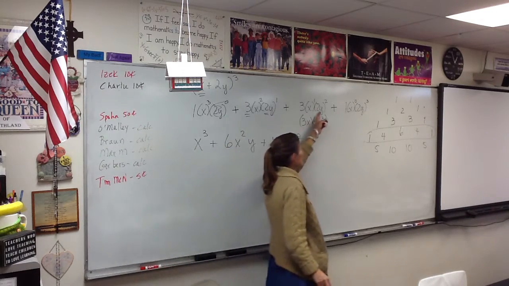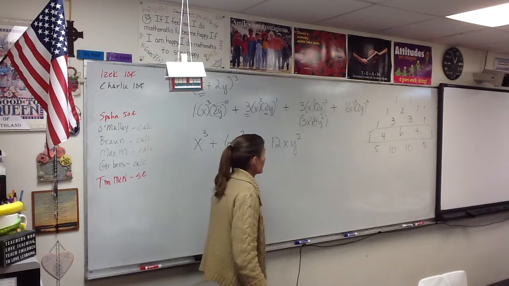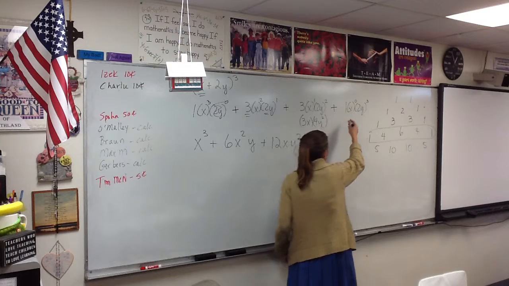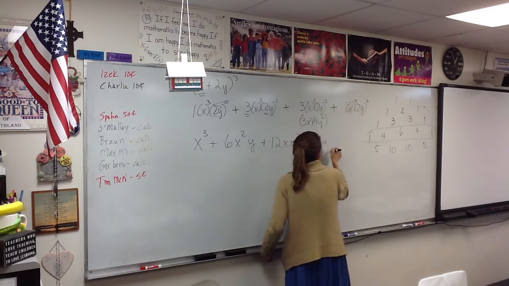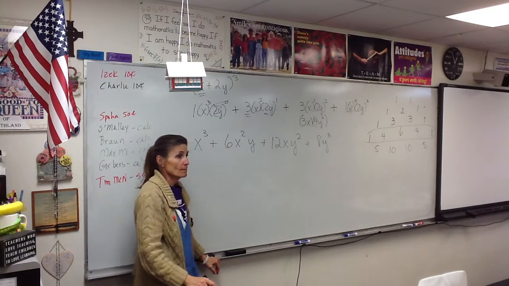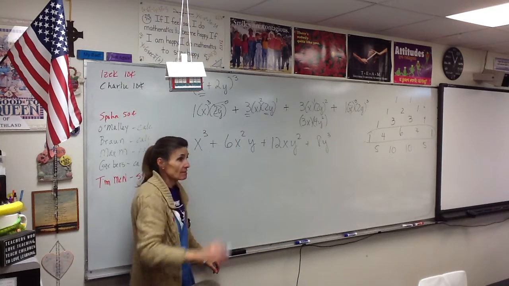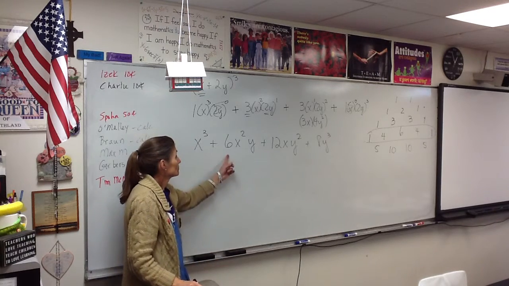Because you had a 2 squared, which is 4, times the 3. Plus 6. What's the last one going to be? This is going to be going away. 8y cubed. Why is it 8y cubed? 2 cubed is 8.